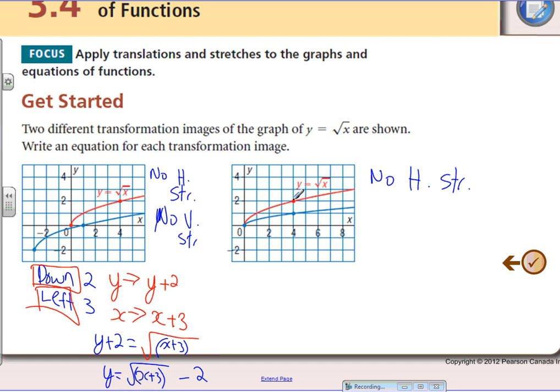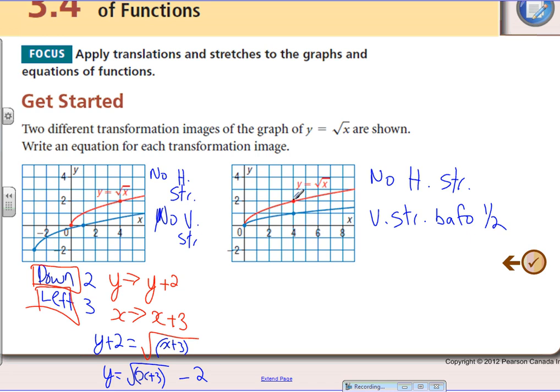Vertical stretch now. Do the same thing. Go to the original red one and to there. It's 1, 2 up to the next one. Now it's only 1 up. So yes, there is a vertical stretch. So we now have a vertical stretch by a factor of. Well, the original was 2 distance. That distance now is cut in half. So it's by a factor of 1/2.